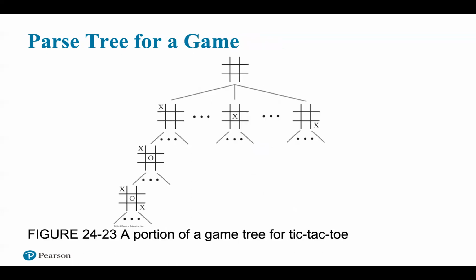For game trees, for a 2-person game such as tic-tac-toe, we can use a general tree to represent the possible moves in any situation. Such a decision tree is called a game tree. If a given node in the tree represents the state of the game after one player has made a move, the node's children represent the states possible after the second player makes a move. Figure 24.23 shows a portion of the game tree for tic-tac-toe.